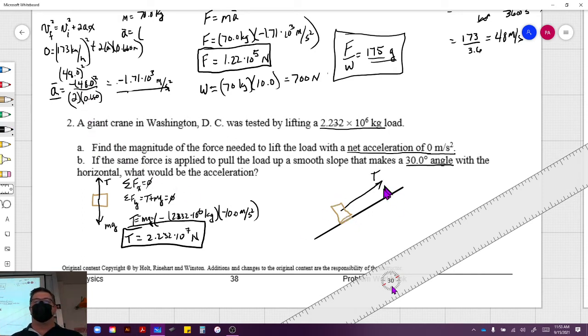All right, so we have a tension that's pulling up the slope. Okay, this is where our free body diagram comes into play. What other forces do we have? Gravity. We have gravity. And we have another one. When we mention a smooth slope, it's just code. It means that friction is to be ignored. Okay, but there is another one.